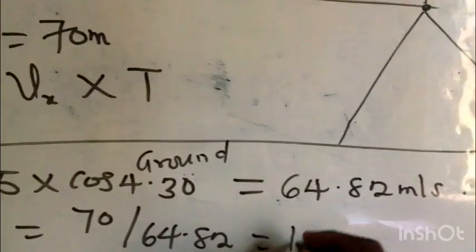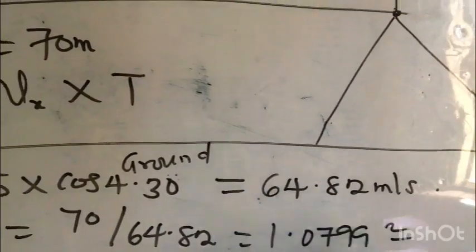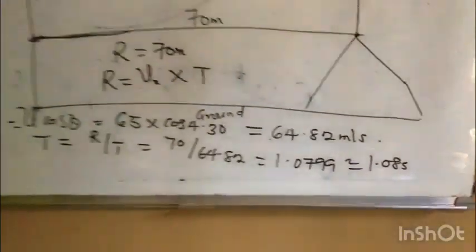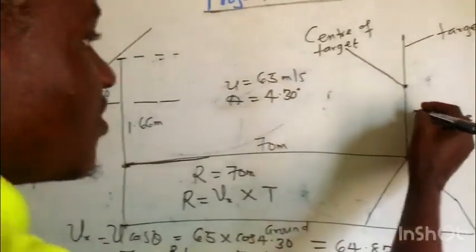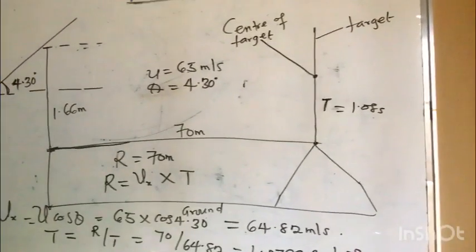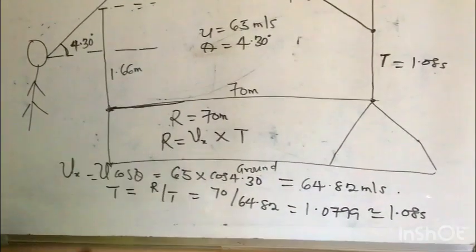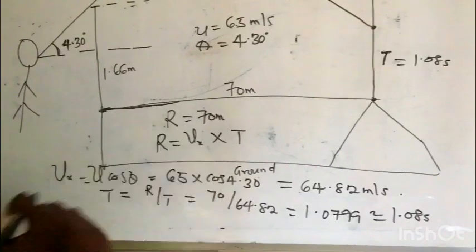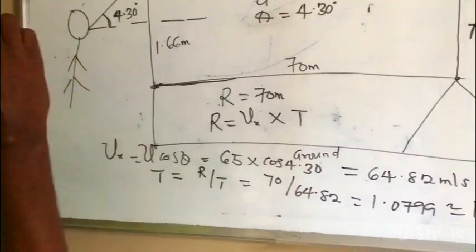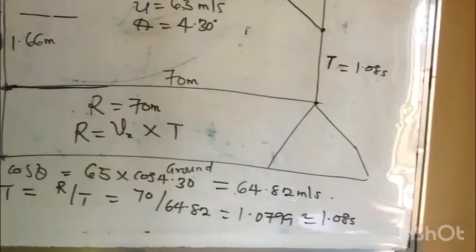If you see, it's 1.0799, which is approximately 1.08 seconds. So from the first question, we should show that the time of flight is equal to 1.08 seconds. From there, I will say that our horizontal range, which we denote as R, is equal to the horizontal component of our velocity times the time of flight. From there, we get our time of flight to be 1.08 seconds.